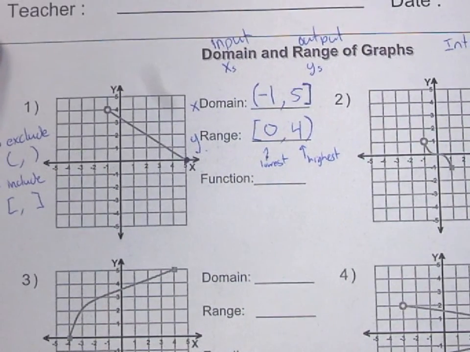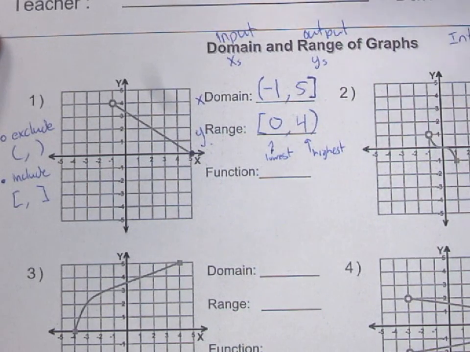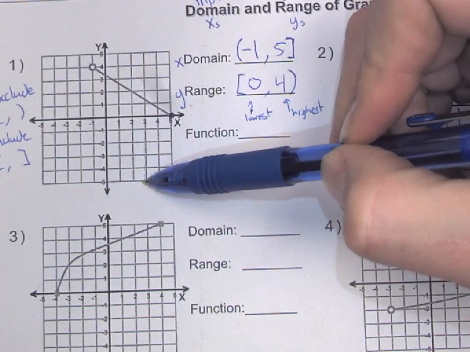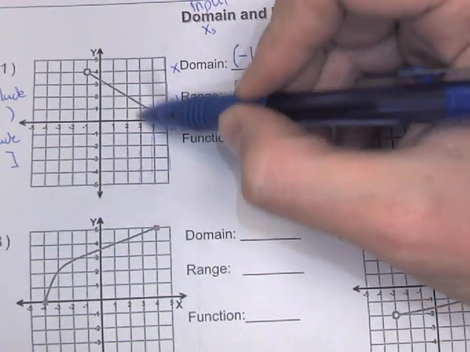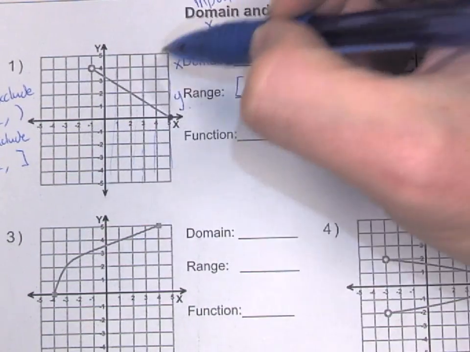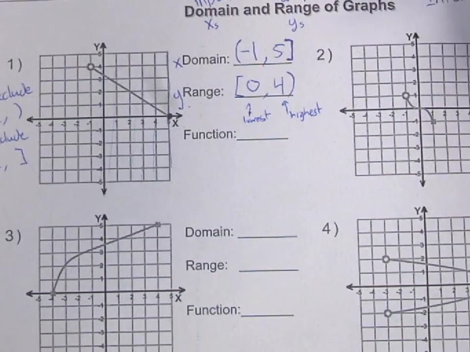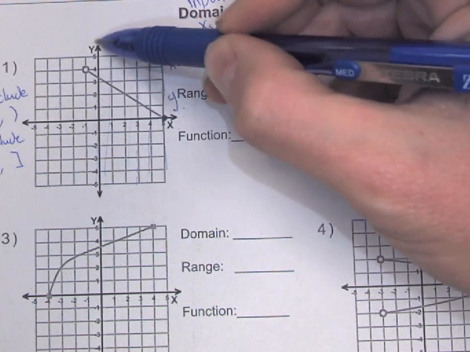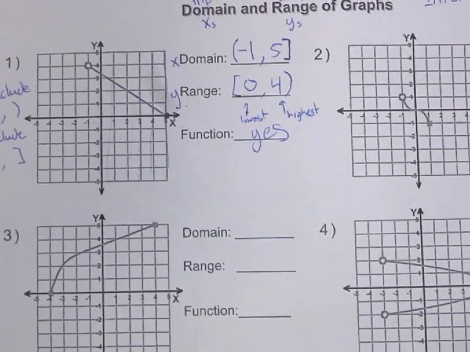Now to show if a relation is a function, we're going to use the vertical line test. What we're looking for is we want the vertical lines that we draw to only hit the graph once. So if you think about it, if you draw any vertical line through this graph, it's only ever going to hit the graph one time. If the vertical lines that you draw hit the graph more than once, then it's not going to be a function. In this case, we're good because every vertical line we draw will only ever hit the graph at one point. So we're going to say, yes, it is a function.